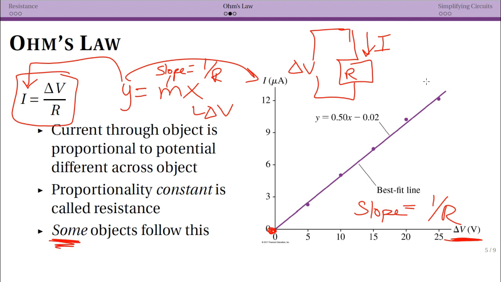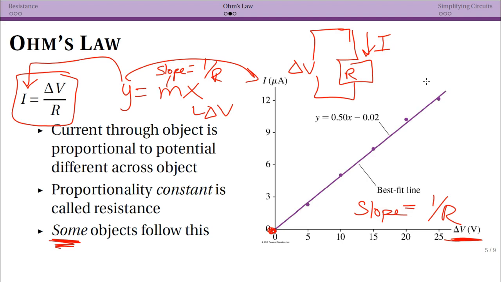Only some objects follow this. Now, what's confusing about this is that we're really only going to study the objects that do follow this. But it's important to note that this isn't true for everything all of the time. So one obvious example that doesn't follow this is a capacitor. If you put a capacitor in your circuit, you can't actually just define the resistance of the capacitor. It's really confusing to actually talk about current and potential difference on a capacitor. It actually depends on time and the charge. So capacitors don't follow this.